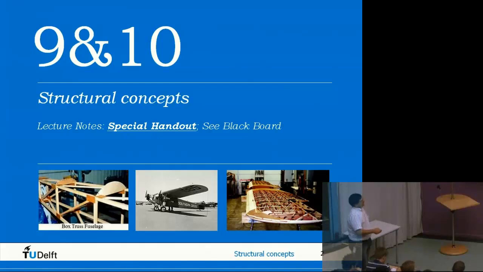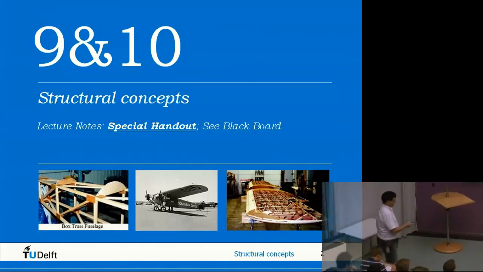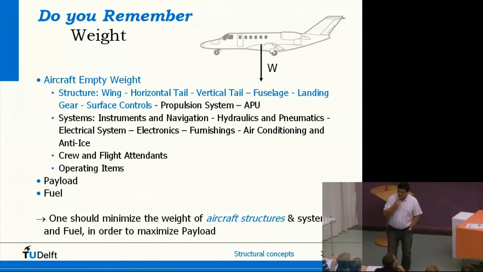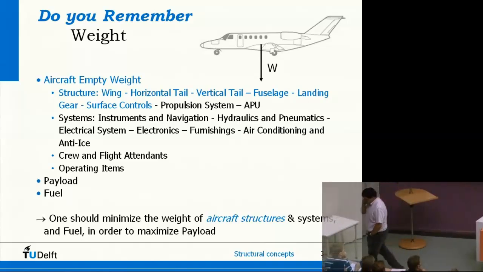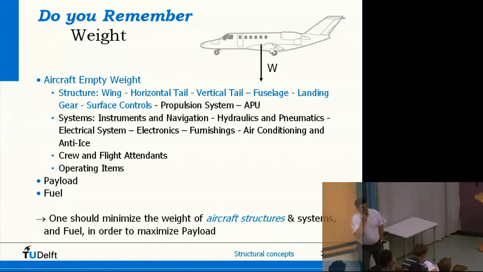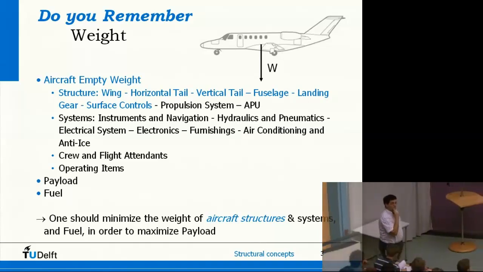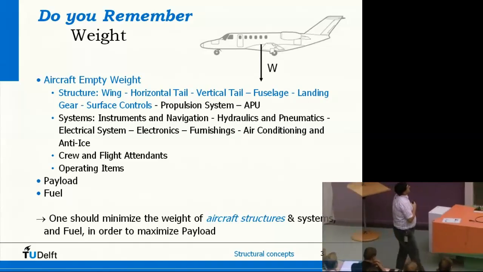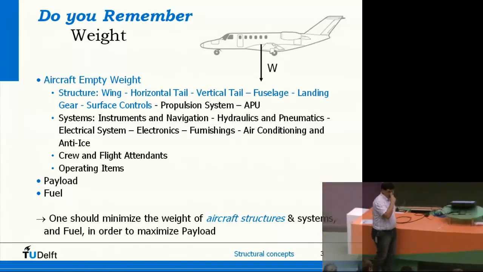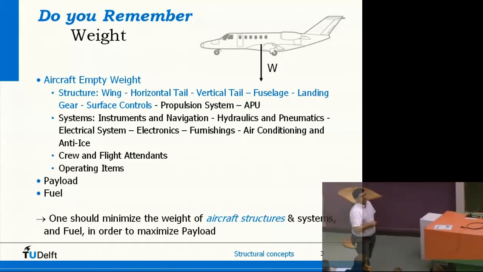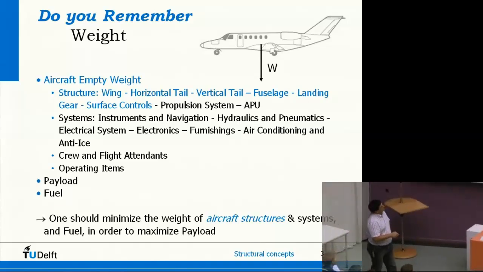You already see here some pictures of structures. Why structures? Well, last time we said, when we were talking about the total weight of an aircraft, that you have three components. First of all, the payload, the weight of the fuel, and also the aircraft empty weight. And a significant portion in that is the structure. The wing, the horizontal, and so on.